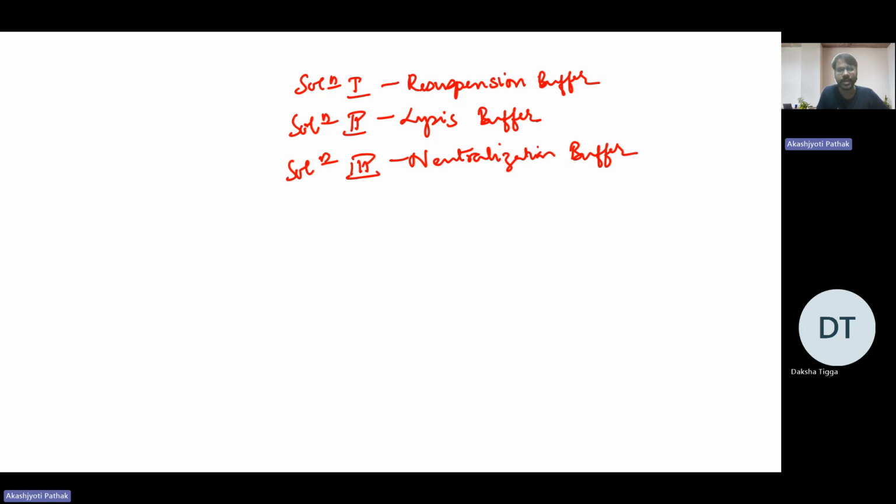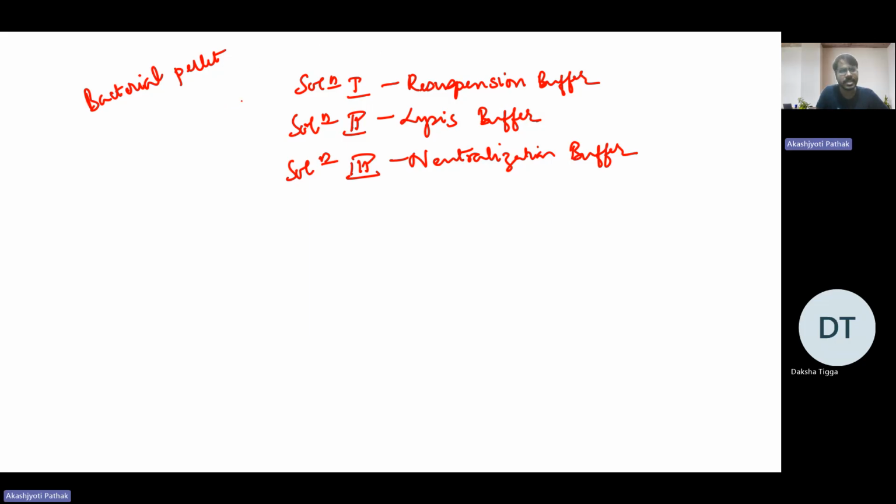The first step is that you need to grow the bacteria. You set up a 10 ml culture and grow it for 16 hours. Once it has attained sufficient growth, you pellet it down. Once you have the bacterial pellet, you resuspend it in your resuspension buffer.